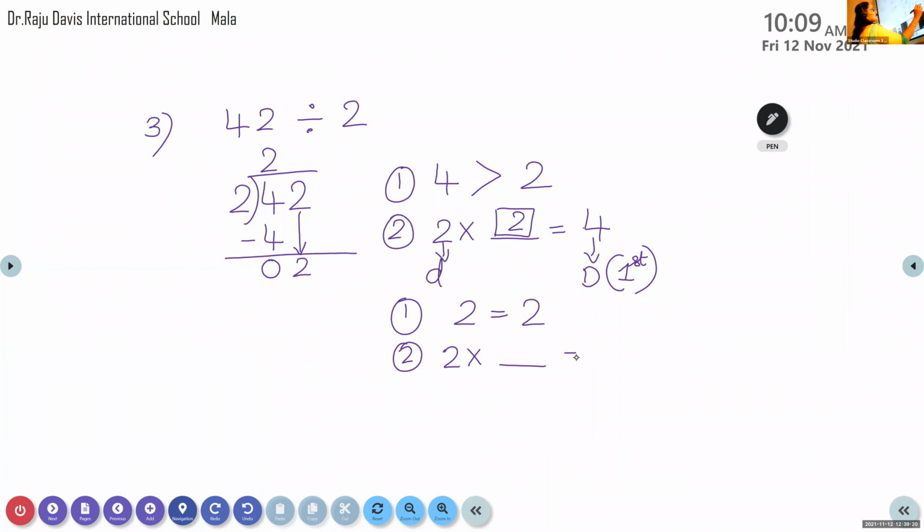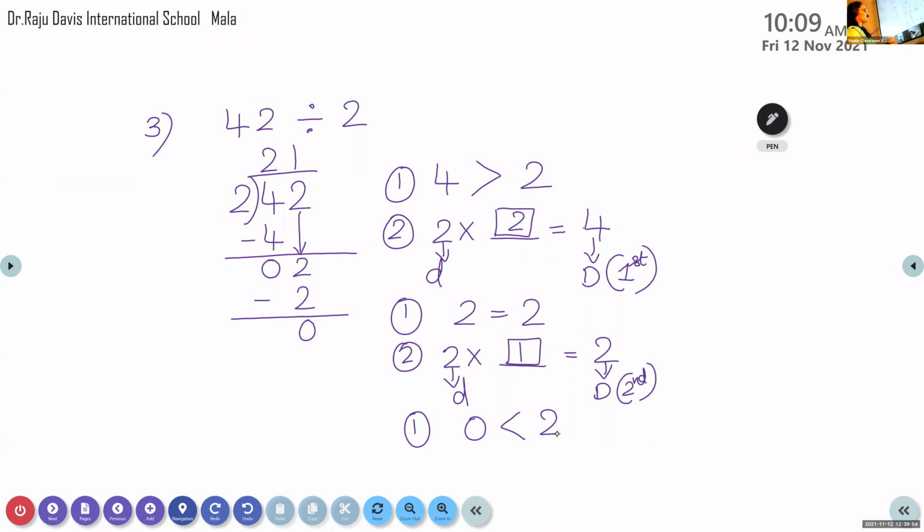2 into dash is equal to 2. This is the divisor and this 2 is the dividend, second digit, 1. Yes, this 1 will go up and this 2 will be here down below this 2. Subtract it. 2 minus 2 is 0. You got 0. You have to repeat the first step again. 0 is lesser than 2. In 2's table, 0 won't come. So you have to stop over there and write all the details of the numbers. Quotient is 21. Got it, children? Did you get an idea?